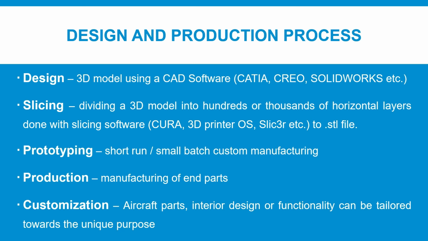Fifth, customization. 3D printing makes it easier to customize and fine-tune products to a completely new level. Products and accessories designed specifically for the user can be produced without undue cost and very quickly. This applies to aircraft parts, motorcycles, accessories such as phone cases, shoes, jewelry, interior decorations, designs, or features that can be tailored to a unique purpose. Now here is a 3D metal printing video that could help us understand the processes more quickly.